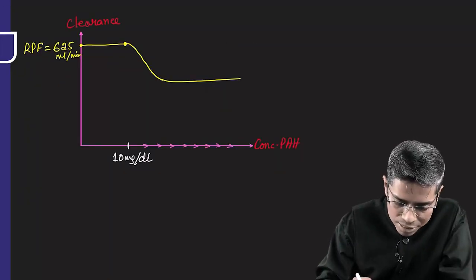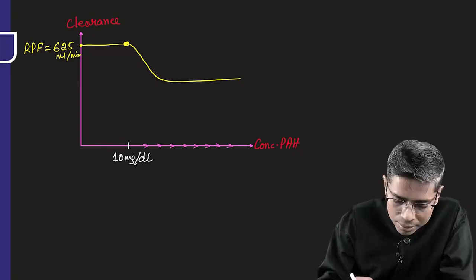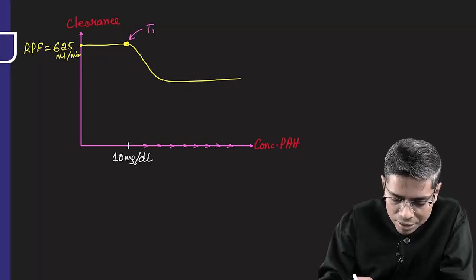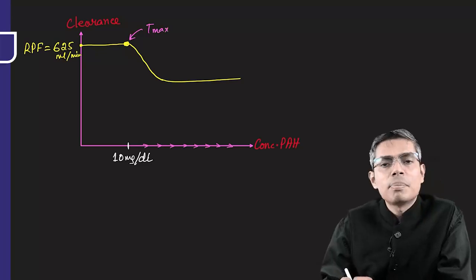But this flat portion indicates that this is the condition where secretion is almost stopped. The urinary amount is only coming from filtration. That is similar to that of inulin. Inulin has only filtration, so whenever it becomes like that of inulin, the curve will become flat. But look at this point, the T max point, the transport maximum point of PAH.